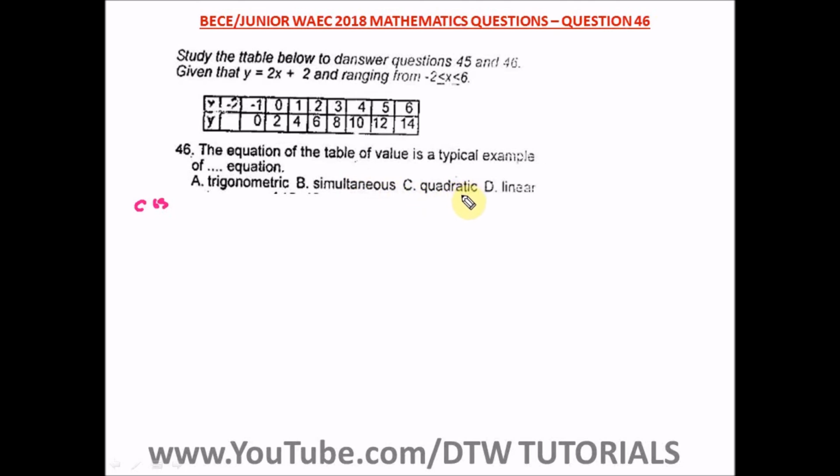C says quadratic equation. No, it is not, because the power of x is just 1 in this question. For a quadratic equation, we have to have a power of 2, greater than 1. Now this says linear. Yes, it is linear because the power of x is just 1. It's not greater than 1. So this is an example of a linear equation, that's y is equal to 2x plus 2. Okay, so our right option here is option D.